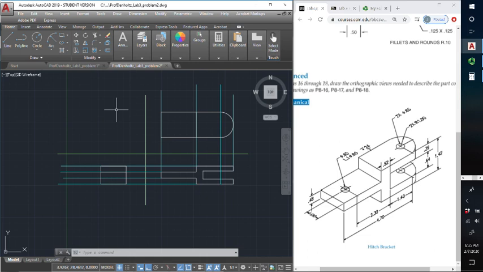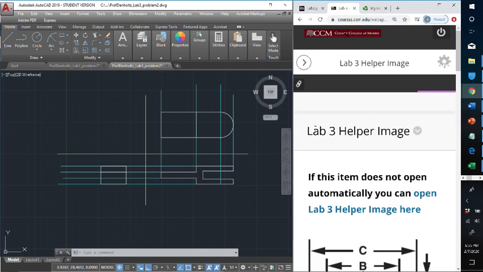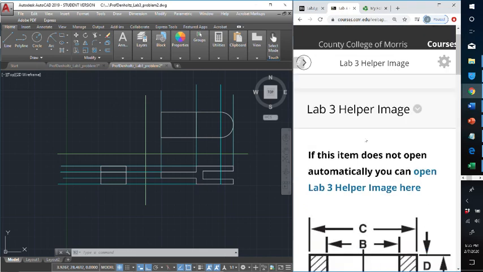And so it's hard to see, but it should be 0.24 over here, and this is a 9, not an 8. And what this is telling us is that the diameter switches. So a counterbore, I put it in here, I called it helper, lab 3 helper image.